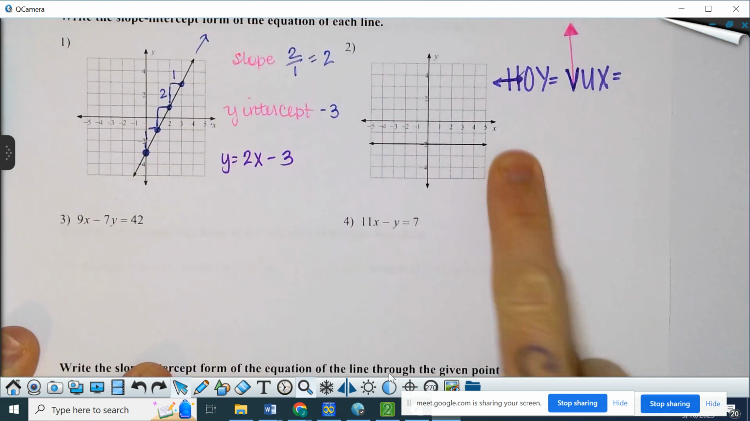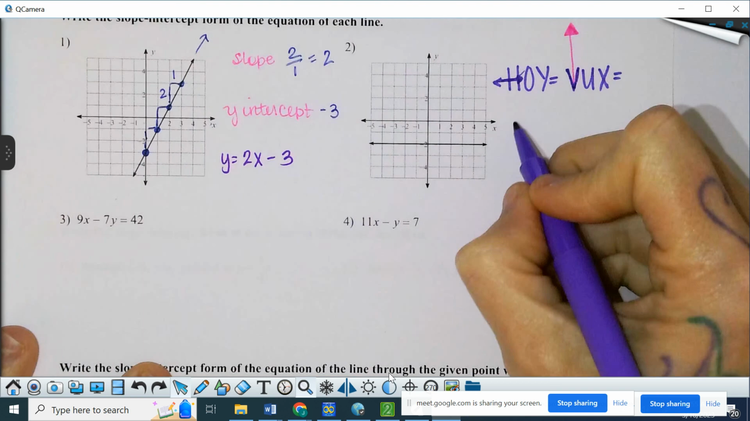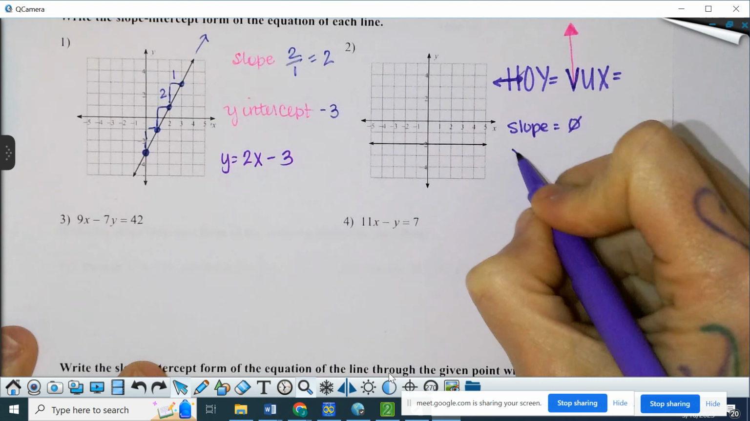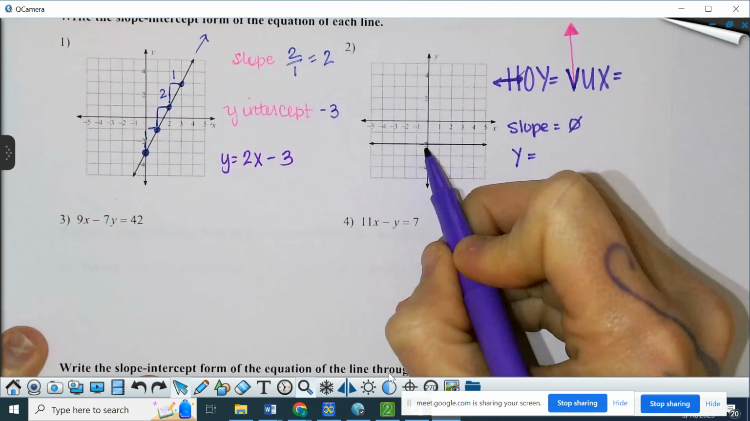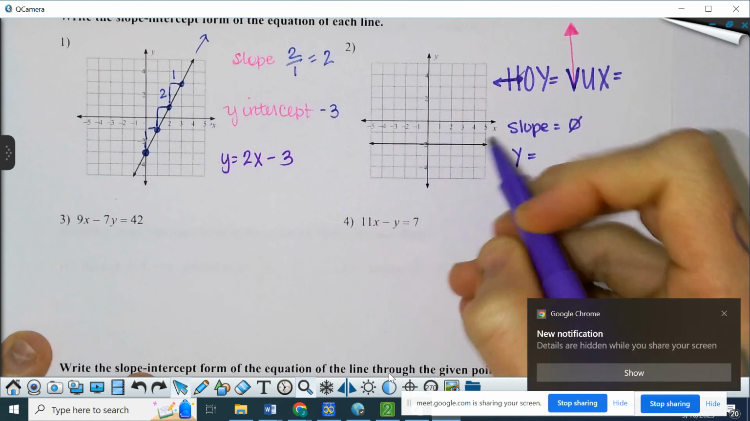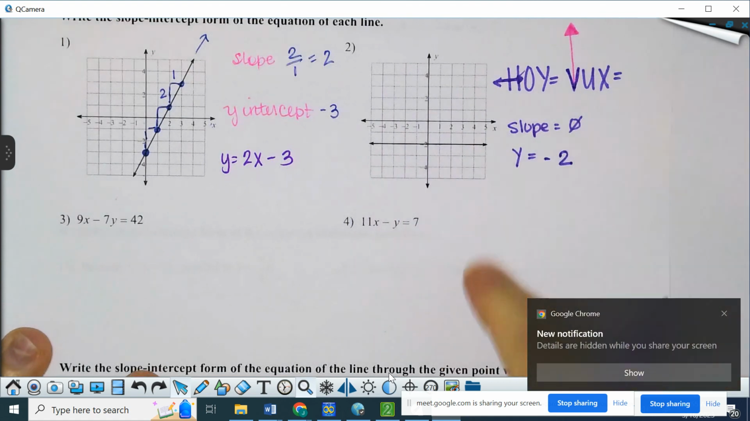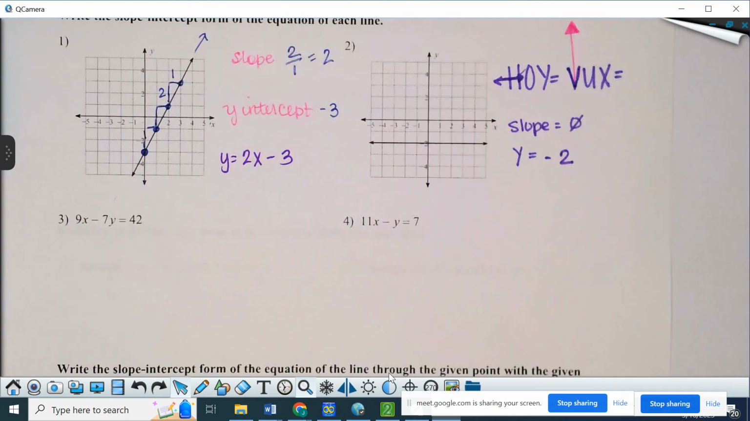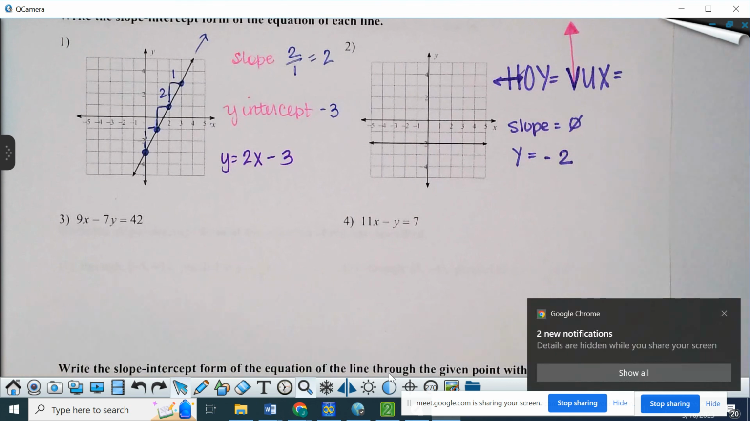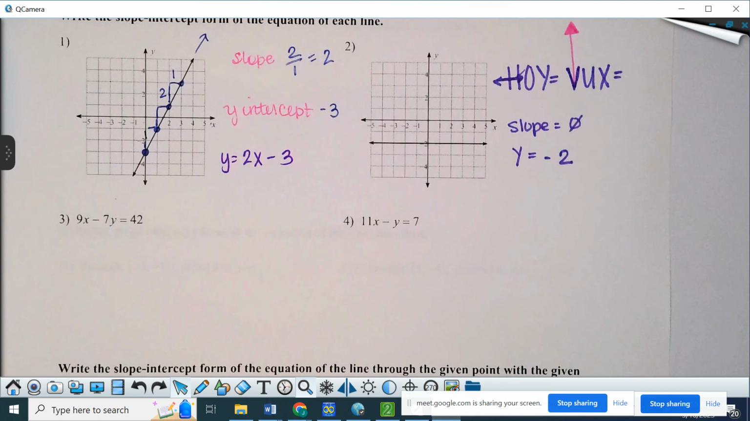This is a horizontal line, so that means the slope is 0, and we know it's going to be a y equals. The reason is that no matter what the x value is, wherever we go on this graph for x, the y output is going to stay the same. So that's going to be -2. So y equals -2 for all values of x is why that's a y equals equation. So horizontal, 0 slope, y equals. Vertical, undefined slope, x equals.